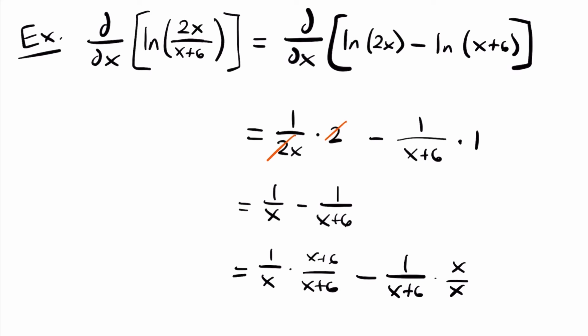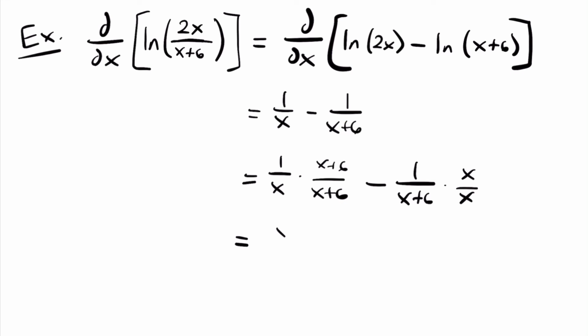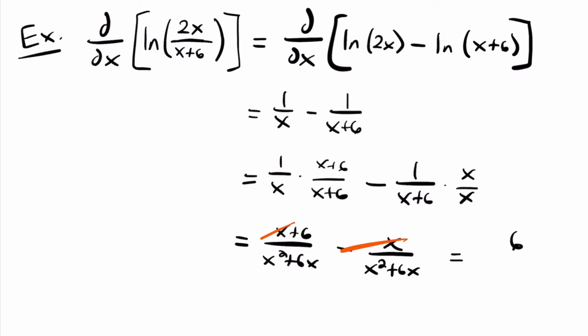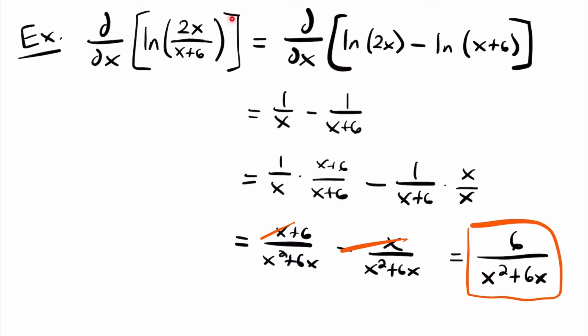And so if we clean up our work here, this will be equal to x plus 6 divided by x squared plus 6x, and we will subtract x divided by x squared plus 6x. All right, and so then we can combine the numerators because they have the same denominator. And notice that we have a negative x here and a positive x, and so those are going to cancel out. And so this is just going to be equal to that 6 divided by x squared plus 6x. And that will be the final answer to this derivative.